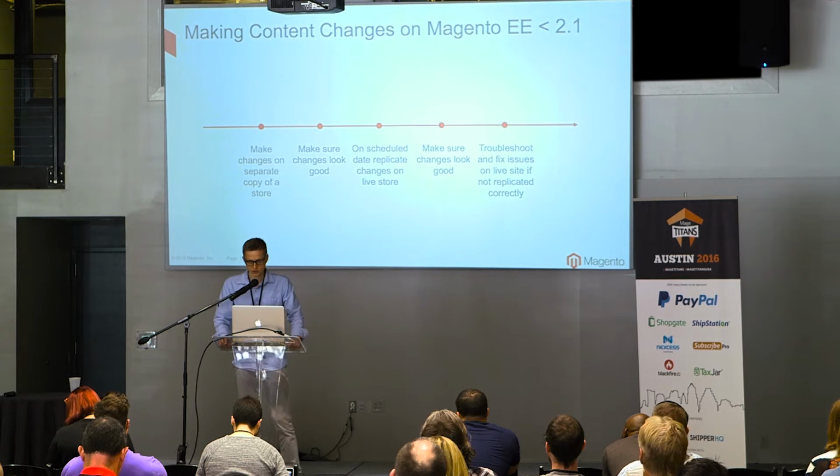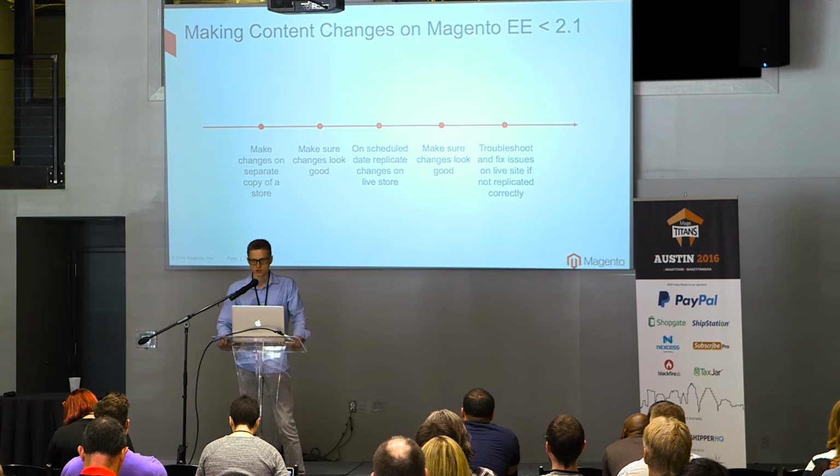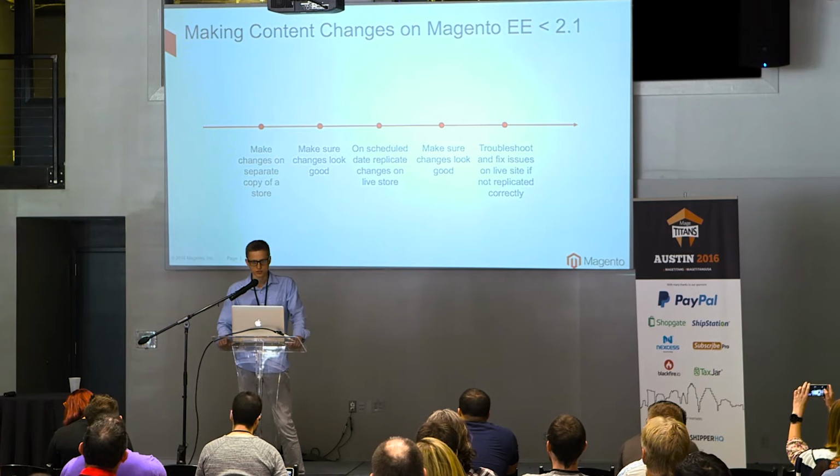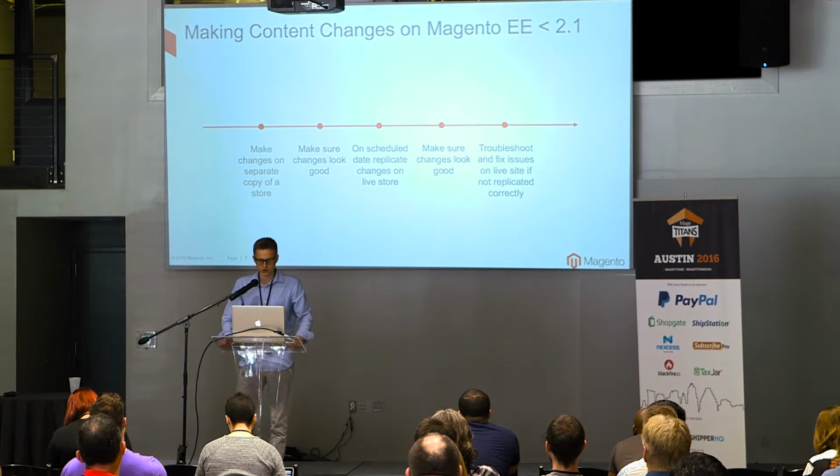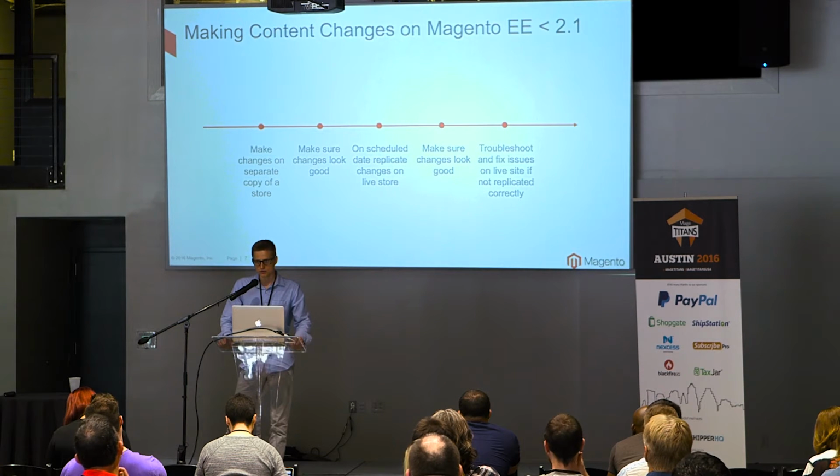So customers come to online stores to browse catalogs, read product descriptions, add products to cart, add promotions, and eventually place orders. So content is very important, and every merchant takes a lot of time to maintain his store. And prior to Magento Enterprise Edition 2.1, the workflow could look like this. You have a separate copy of your store where you do changes.